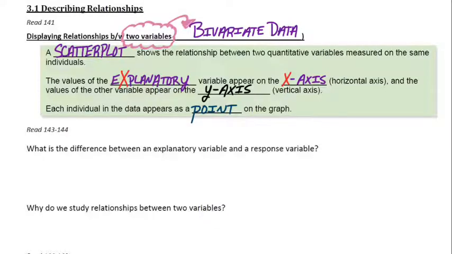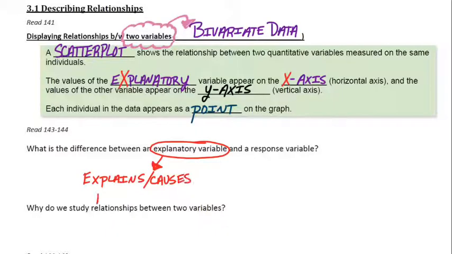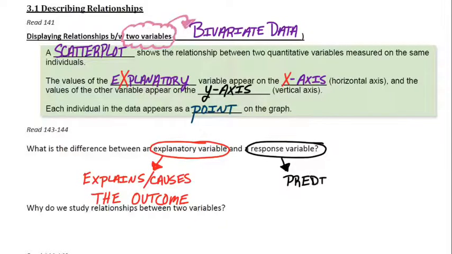So what's the difference between explanatory and response? Now you know explanatory goes on the x-axis, first of all. But we actually learned this in Chapter 4 already. An explanatory variable explains, or it's the thing that causes the outcome, otherwise known as the independent variable. The response variable is the predicted outcome, otherwise known as the dependent variable.